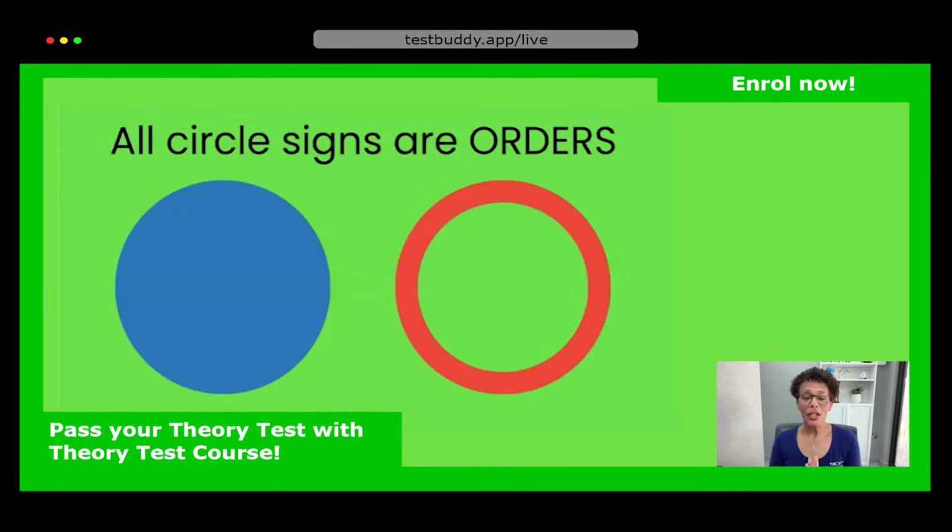Now, every single sign that's in the shape of a circle is giving you an order, and you can easily remember that. If you make a circle shape like this with your hand, look at that circle, and you can clearly see it's the same shape as an O for order. Circle signs are orders. We have blue circle signs and we have red circle signs.